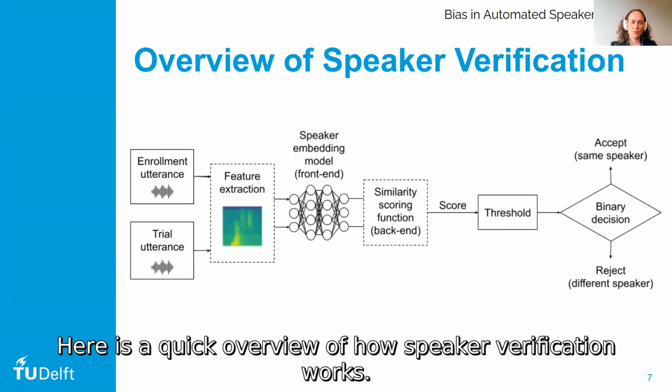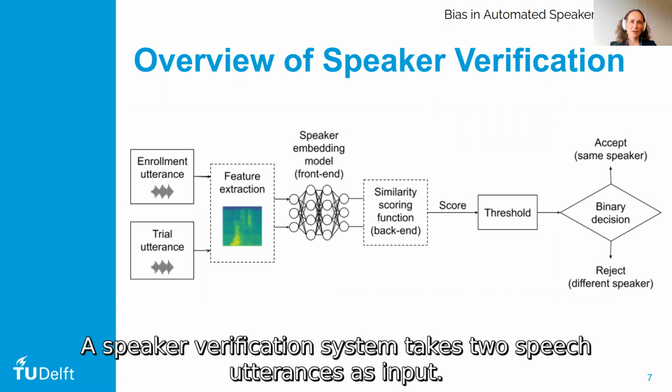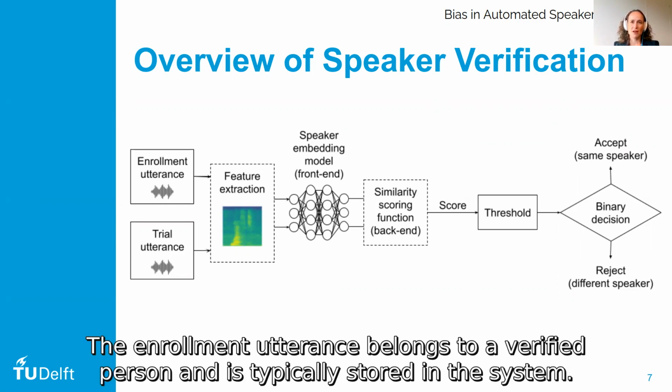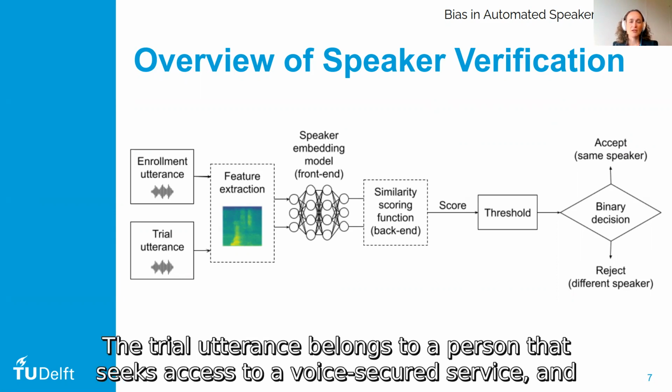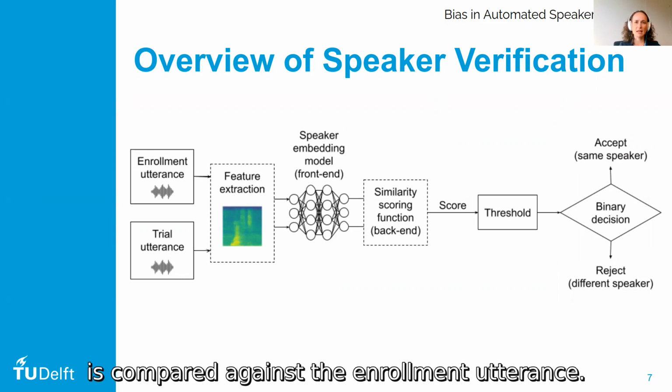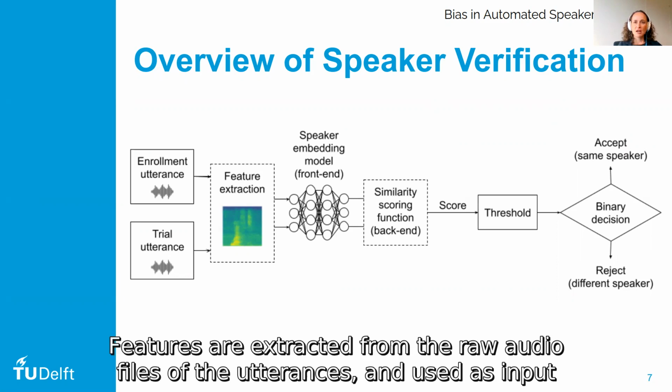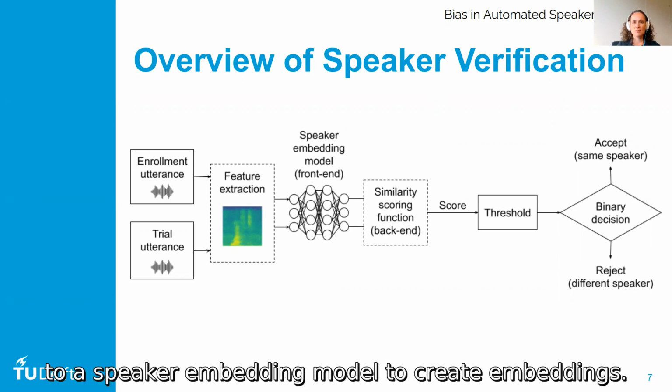Here's a quick overview of how speaker verification works. A speaker verification system takes two speech utterances as input. The enrollment utterance belongs to a verified person and is typically stored in the system. The trial utterance belongs to a person that seeks access to a voice-secured service and is compared against the enrollment utterance.